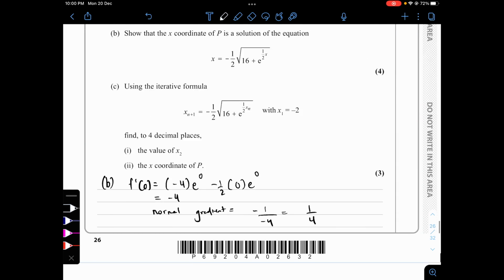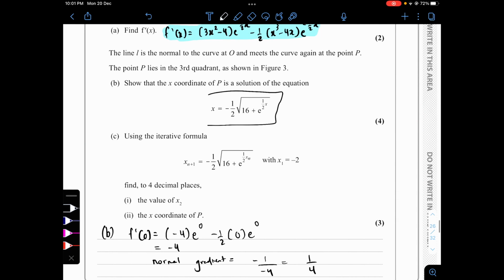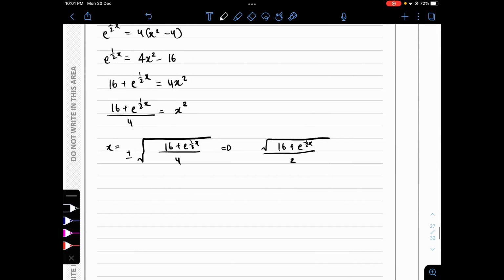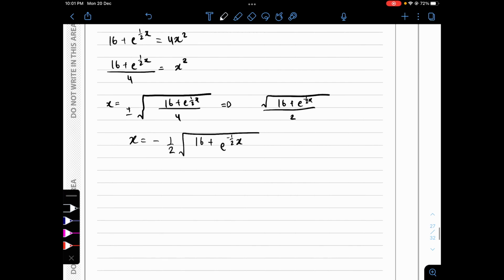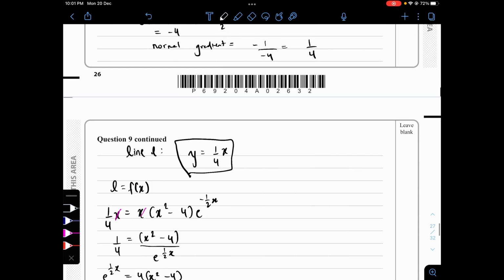Now they want it in this form, right? So we know it's plus or minus, so we can just write minus, just because they're writing minus: x equals minus 1 over 2 square root of 16 plus e to the power of minus a half x. So that's how we showed it, right?